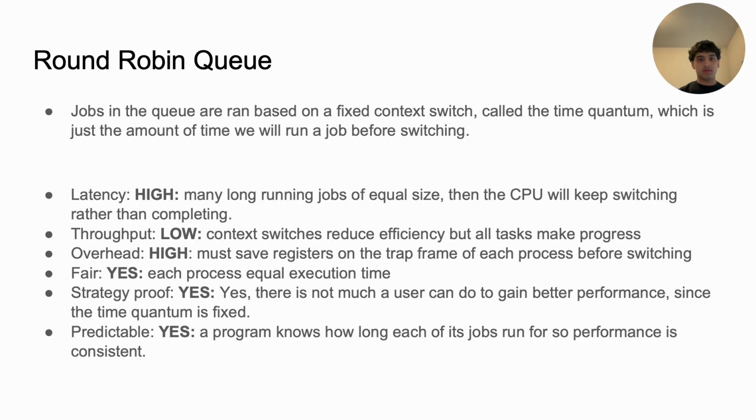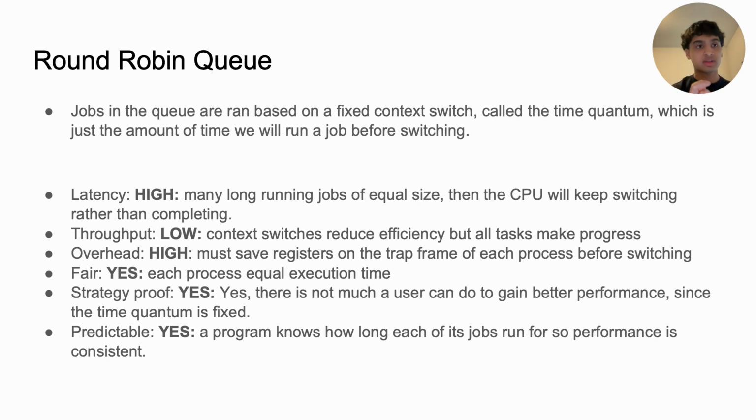And then you have round robin queues. Round robin queues are going to solve that problem of, hey, we have a lot of items in our queue, but we're prioritizing all the short ones and starving the long ones. Well, why don't we just be fair to everyone and give everyone an equal time slice, which we call the time quantum. And this time quantum is just going to determine how much time the CPU is going to spend on a specific job before it switches to the next one.